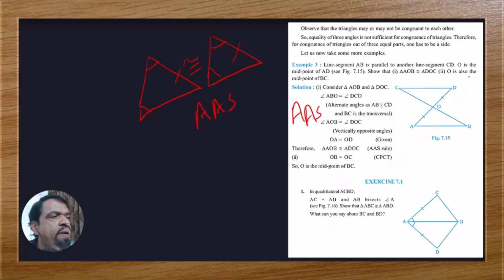AAS. Prove that O is the midpoint of BC in this. So these triangles are congruent. We'll prove congruence, very simple, by AAS. You can see angle ABO equals angle DCO, alternate angles. O is the midpoint of AD, which means these two sides are equal, AO equals DO. So by AAS the triangles are congruent. Therefore, O is the midpoint of BC also, because OB equals OC.